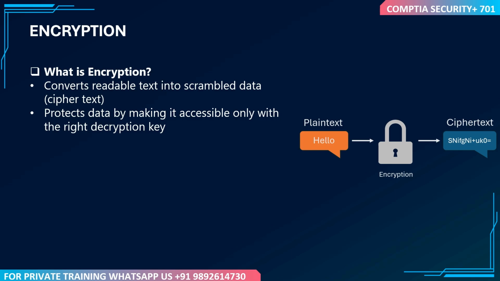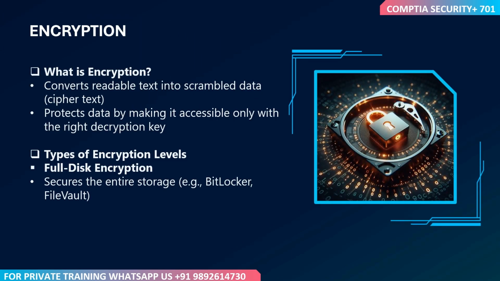But in the digital realm, basically encryption is a process of converting readable text into ciphertext, also known as scrambled data. Encryption can be applied at different levels depending on what needs to be protected. Here are some common levels.